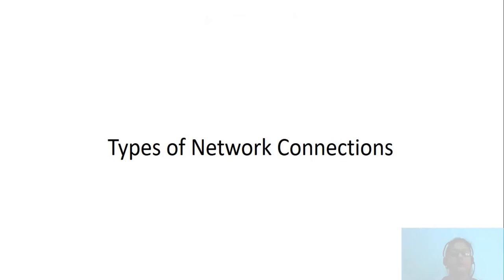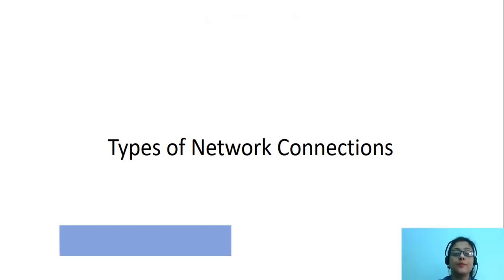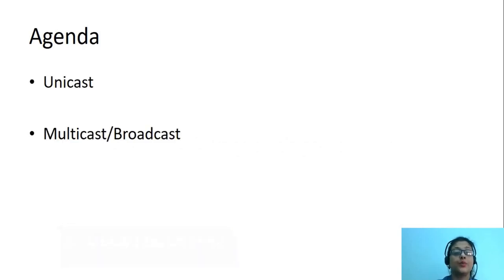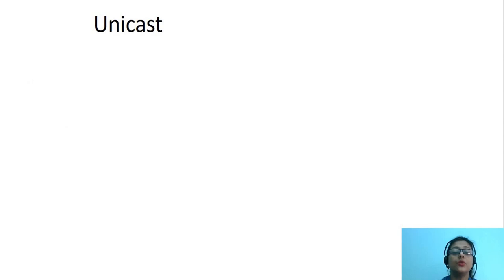Hello, in this lesson we are going to learn about types of network connections. Let's look at the agenda. We will be learning about unicast type of network connection, multicast or broadcast type of network connection, and multipoint network connection. What is unicast type of network connection? This is also known as the point-to-point connection.